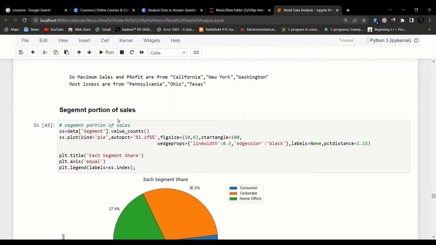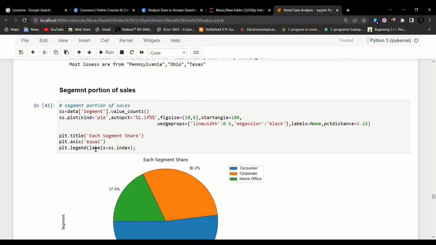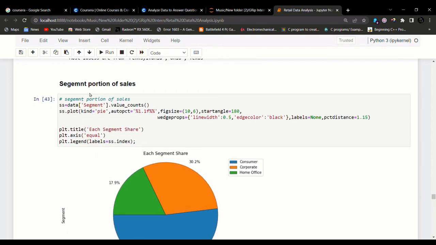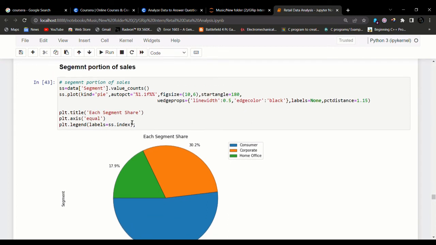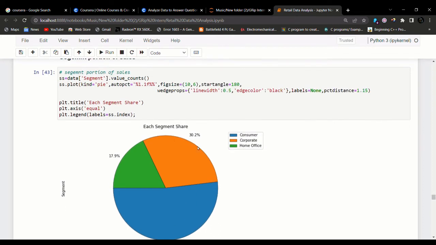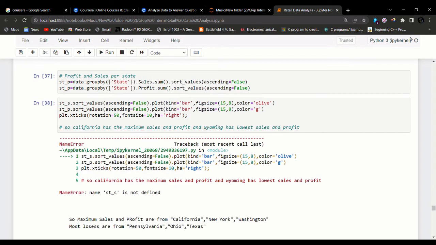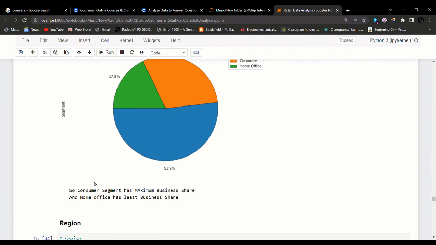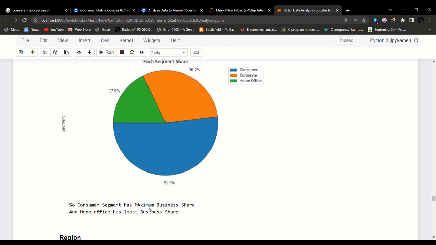Now coming to the segment portion of sales, that is consumer, corporate, and home office, and we try to display that in a pie chart. As you can see in the pie chart, we conclude that the consumer segment has the maximum share, home office has the least share, and corporate has a medium-size share.